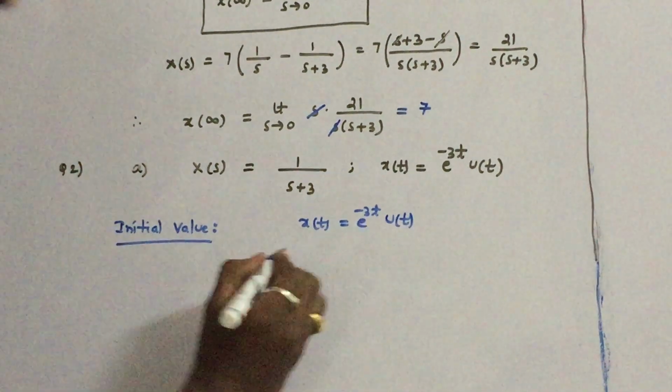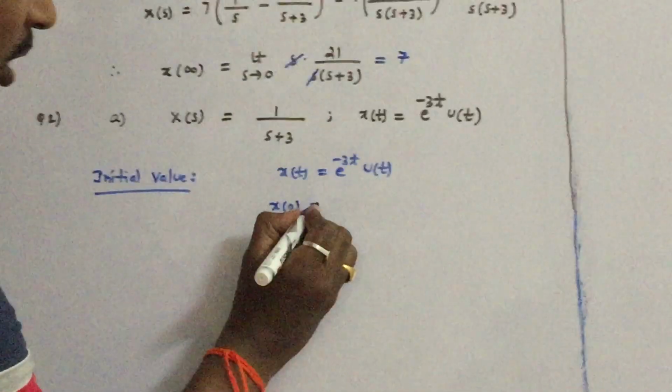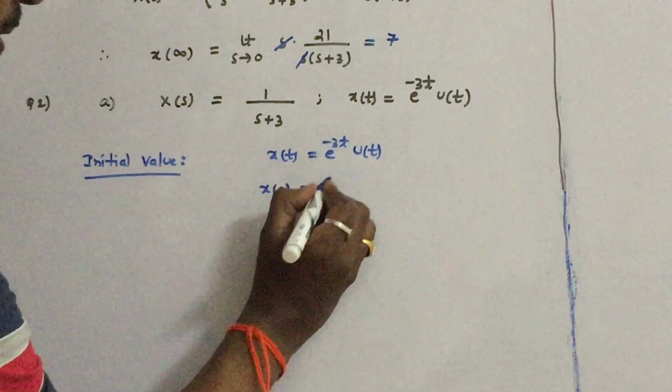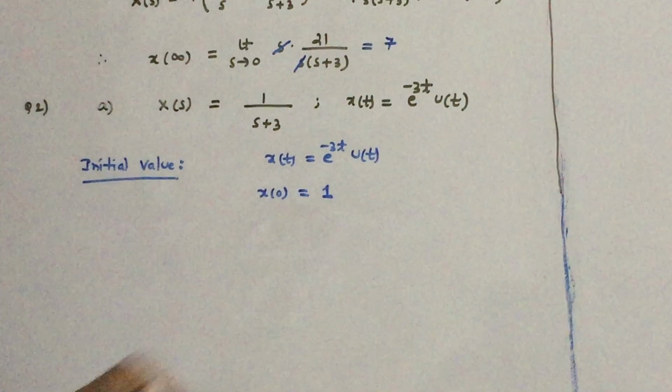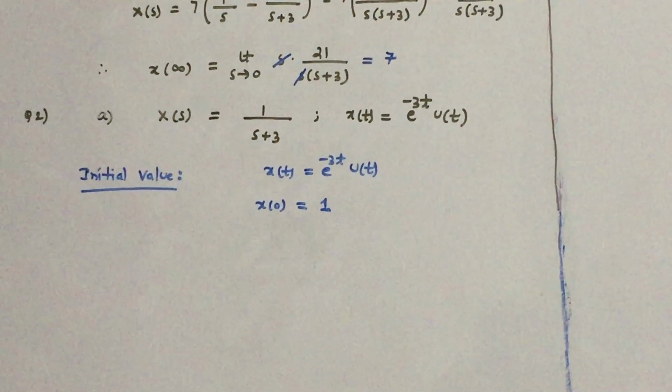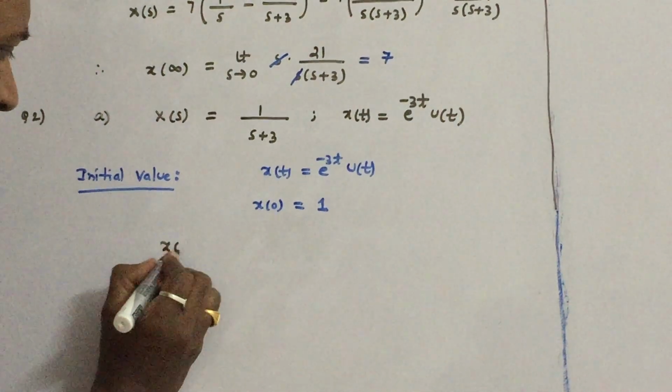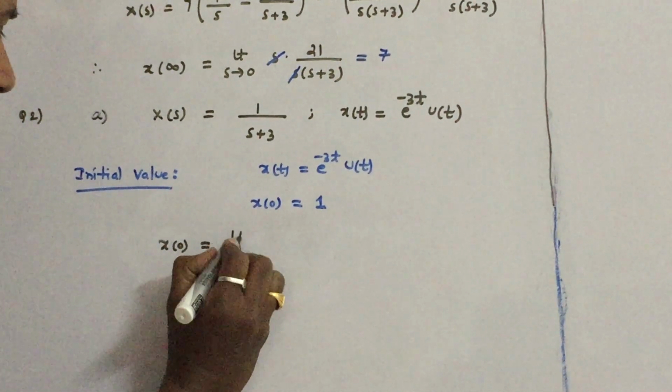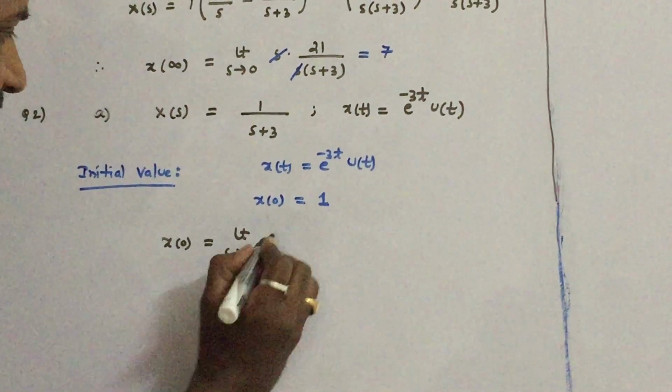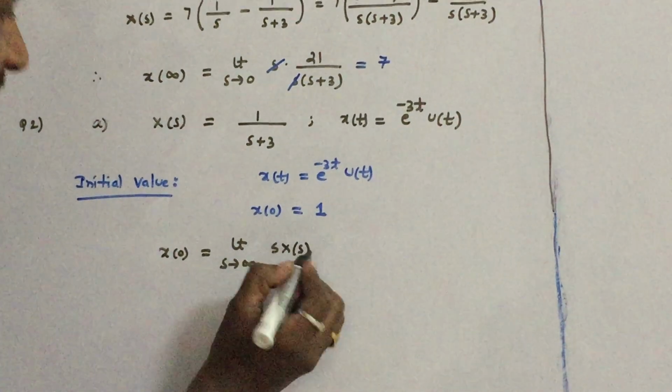So what is the initial value? X of 0. If you substitute t is equal to 0, e power 0 is 1. So therefore the initial value is 1. So what is the corresponding initial value in Laplace transform domain? So x of 0 is equal to limit s tends to infinity s into x of s.